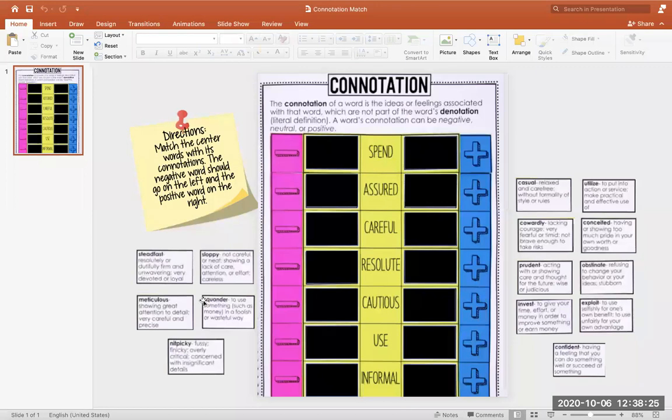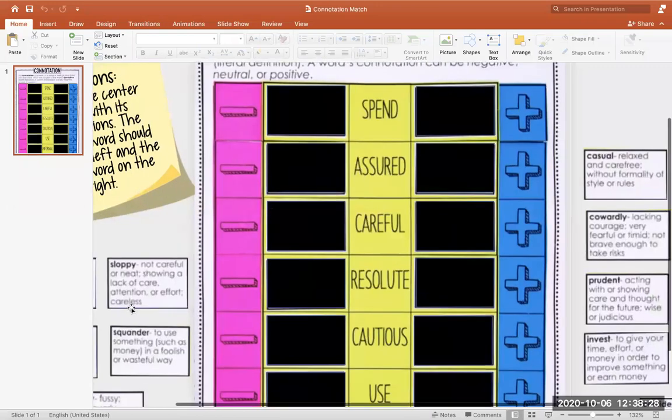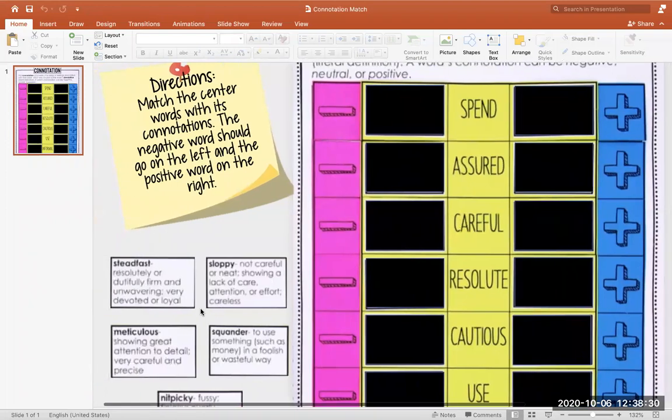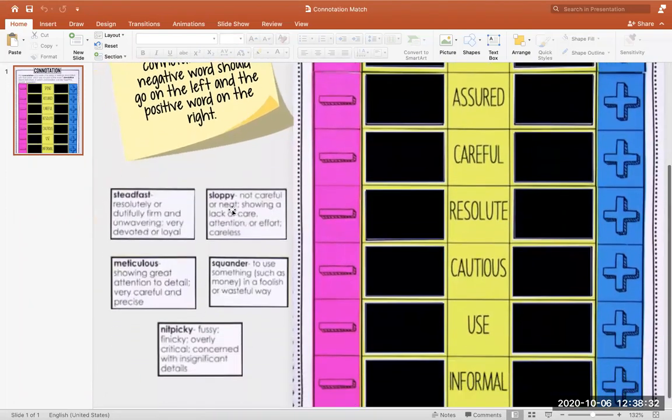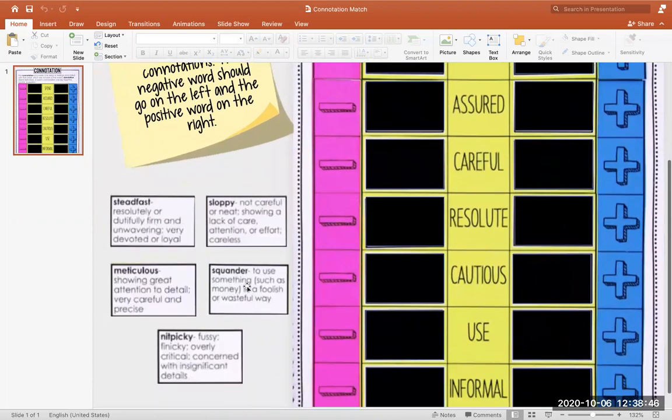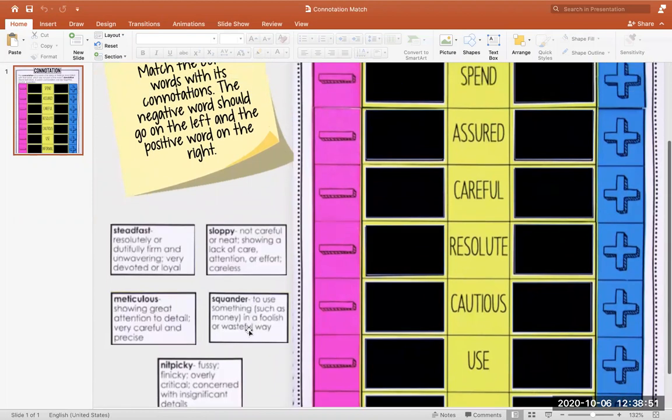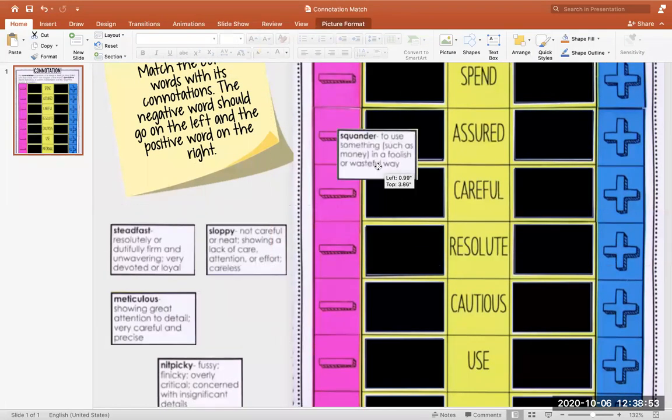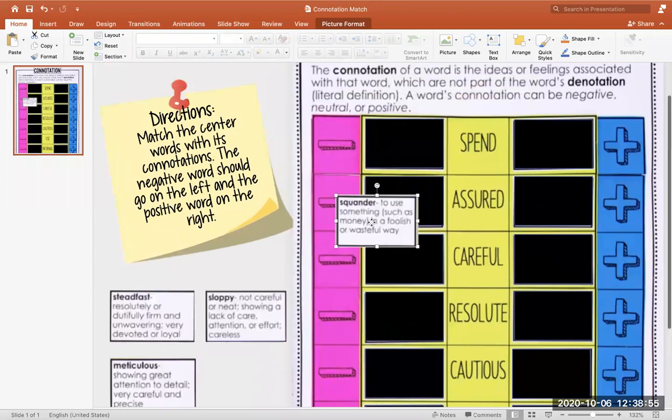So for spend, I'm going to start on this side first. And we know it's not steadfast or sloppy or meticulous. Squander. Squander is to use something such as money in a foolish or wasteful way. So that could be, or this is our negative version of spend, okay? So squander is like spending money but wastefully. So all you have to do is click on it and drag it to the right spot.